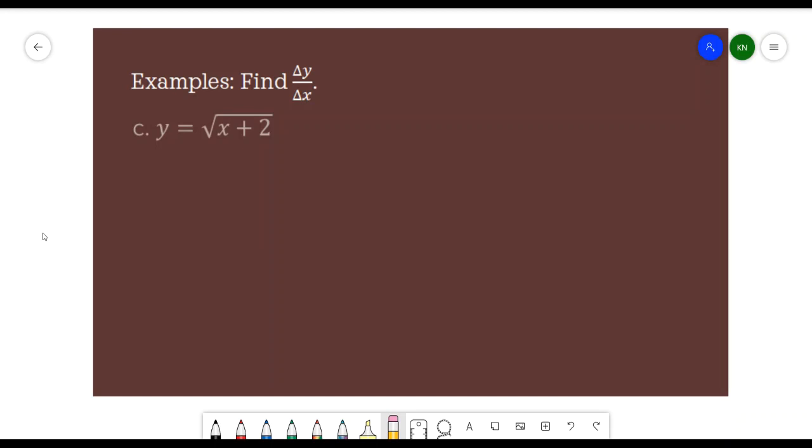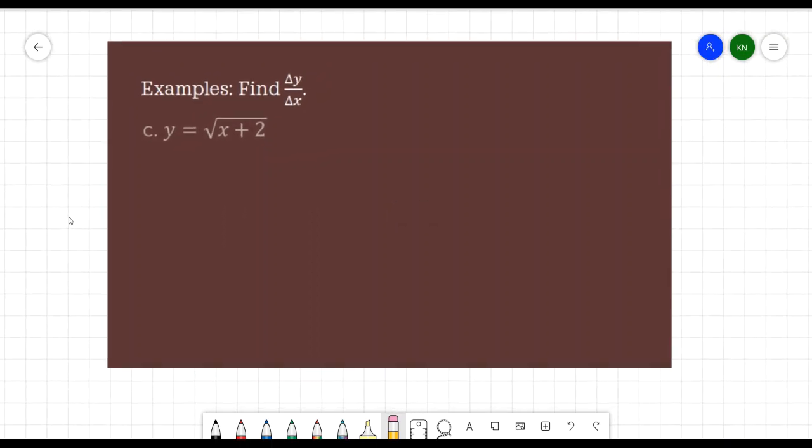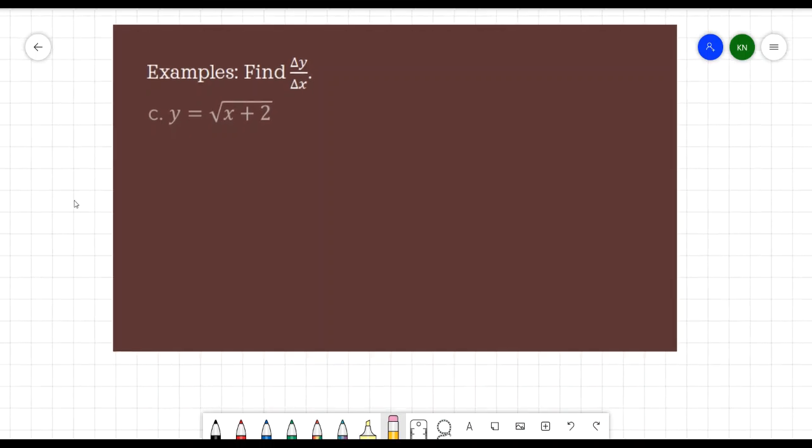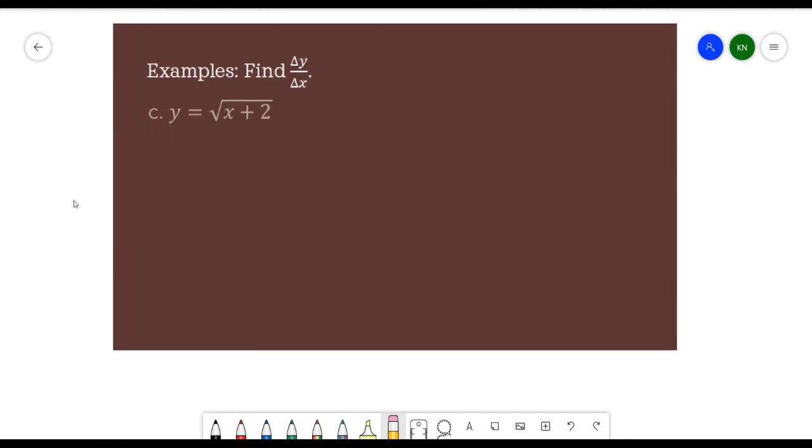So we have another example. We have y is equivalent to square root of x plus 2. So the same process again. We need to replace the variables by y plus delta y and x plus delta x. So we have y plus delta y is equivalent to square root of x plus delta x plus 2. So isolating the delta y, we have square root of x plus delta x plus 2 subtracted by our y. So in this case, our y is square root of x plus 2.